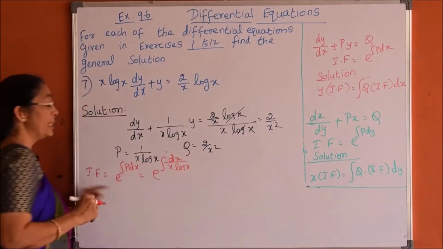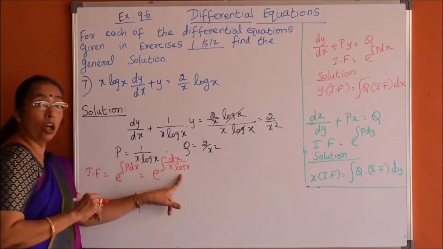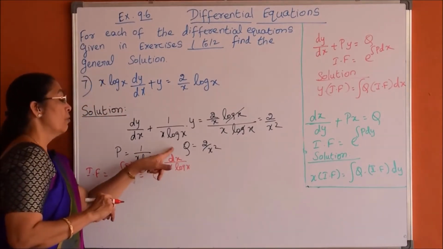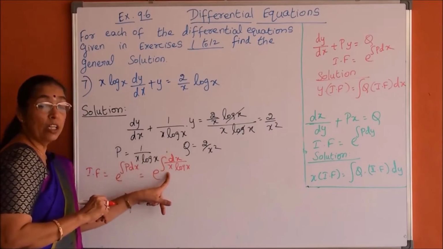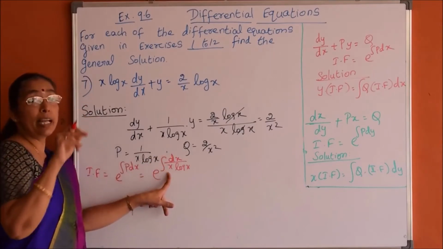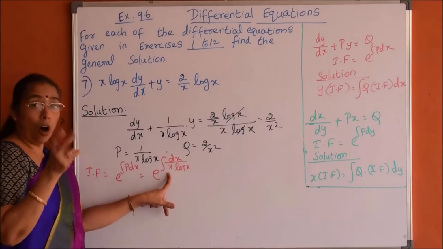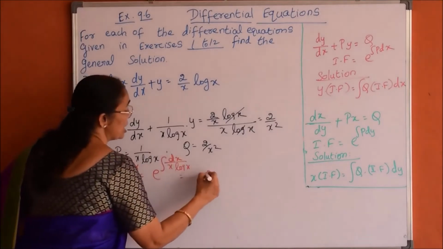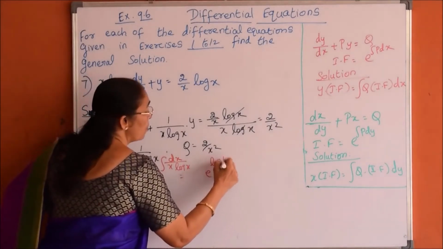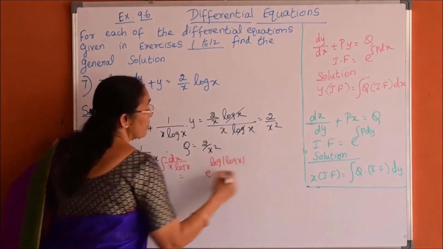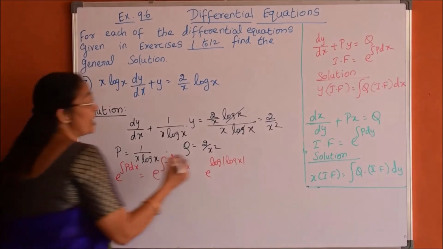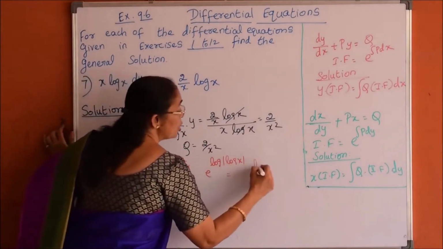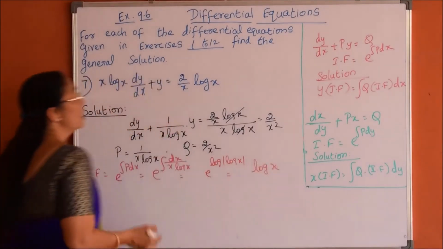Now for this integration, when we consider log x as t, 1 by x dx is dt. So it is integration of dt by t, which is log mod t, but t is log x. So this integration gives e to the power of log mod log x. So e power log of any function is the function itself. So our integrating factor is log x.